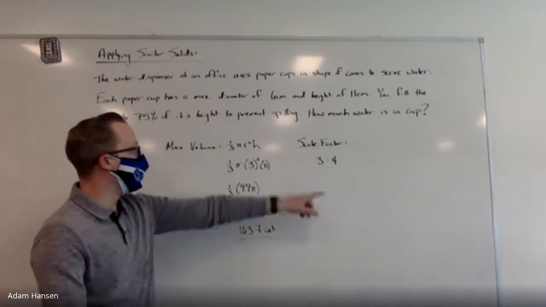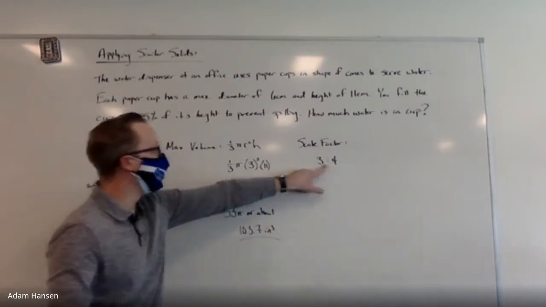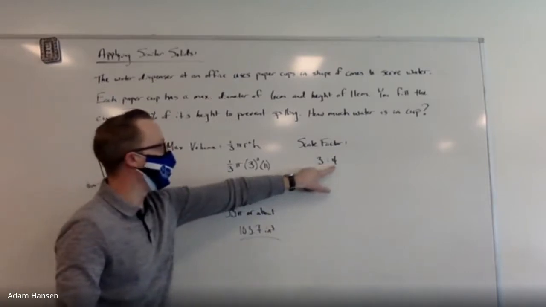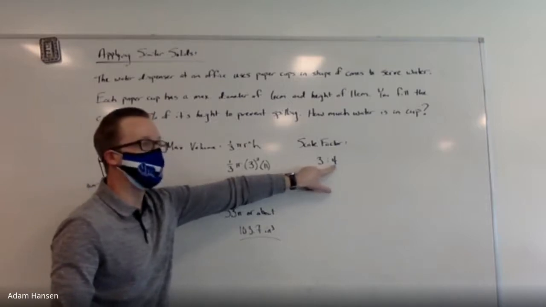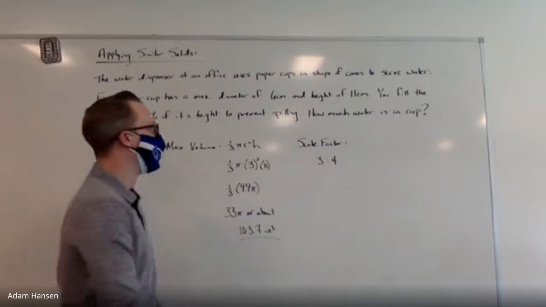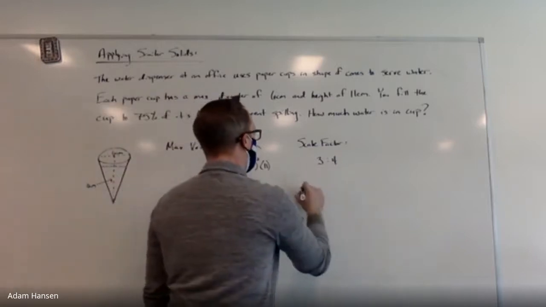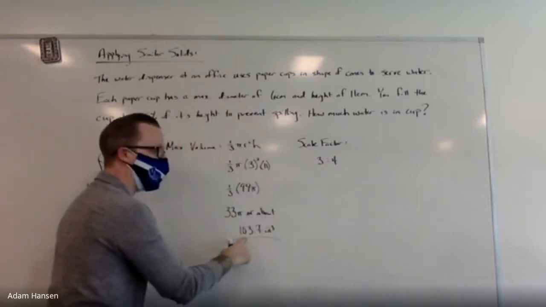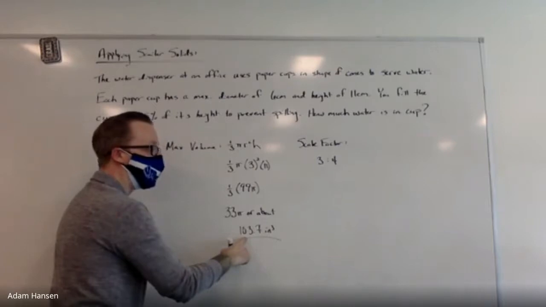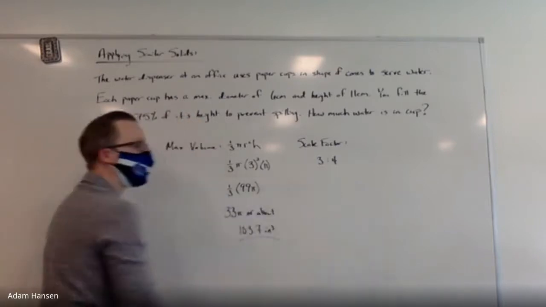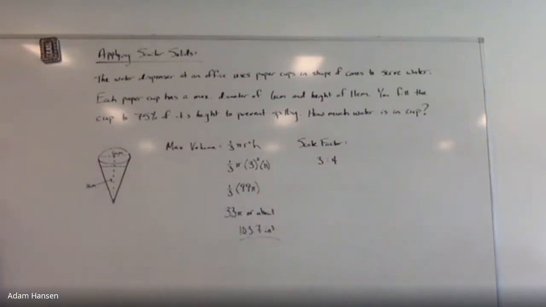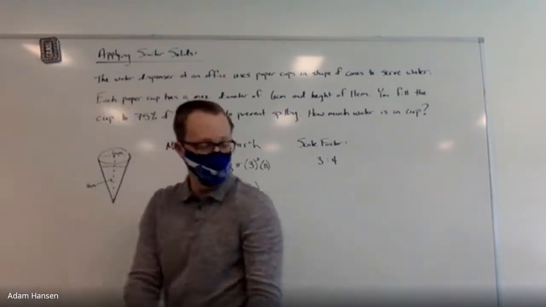The scale factor is 3 to 4. 3 to 4 is the relationship between the height of the water in the cone versus the height of the cone itself. If the scale factor is 3 to 4, and I want to compare the volume of water in the cup versus the volume of the cup itself, what do I have to do to this given scale factor? What's the relationship going to be when I compare these two volumes together for cone versus cup of water?